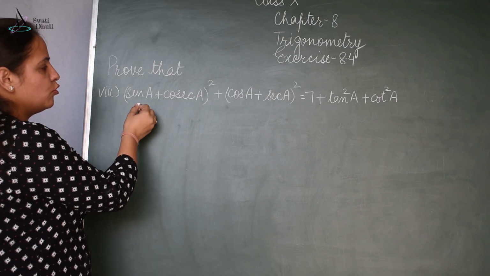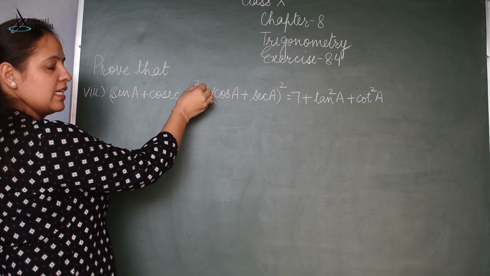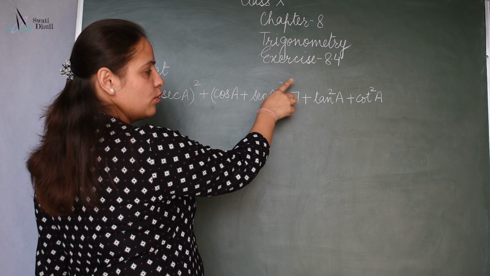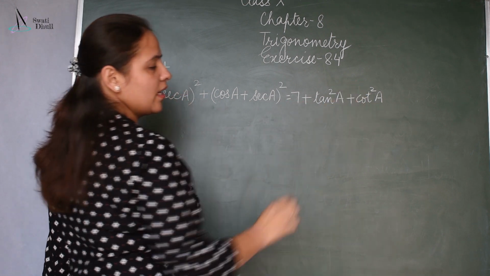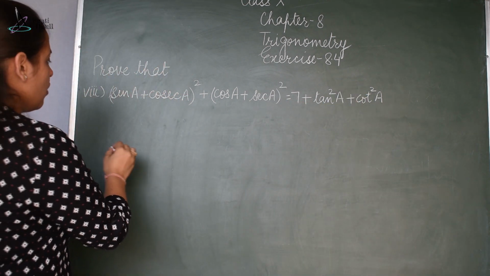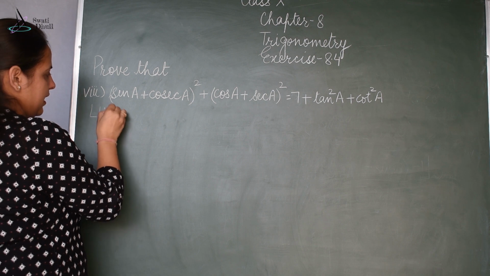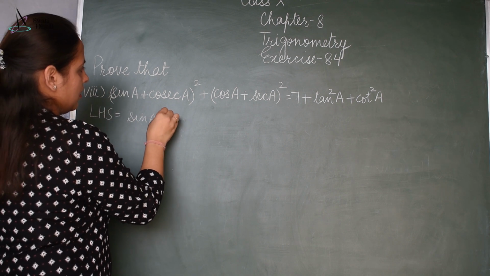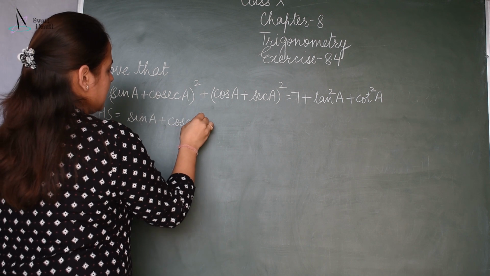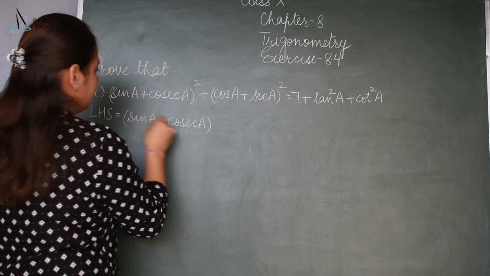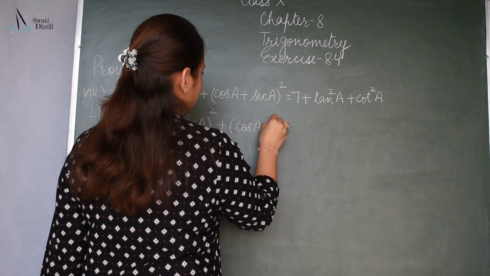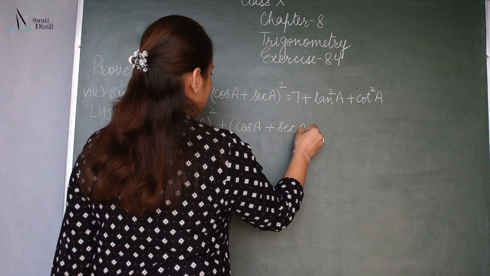You need to prove that sin A plus cosecant A whole square plus cos A plus secant A whole square is equal to 7 plus tan square A plus cot square A. Now we will take left hand side. So left hand side is sin A plus cosecant A whole square plus cos A plus secant A whole square.